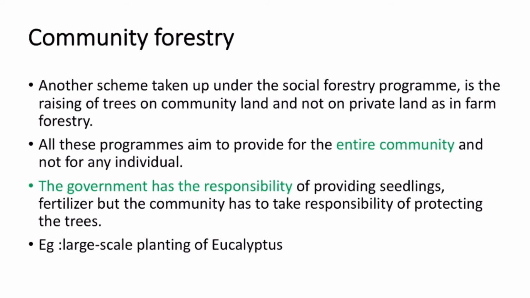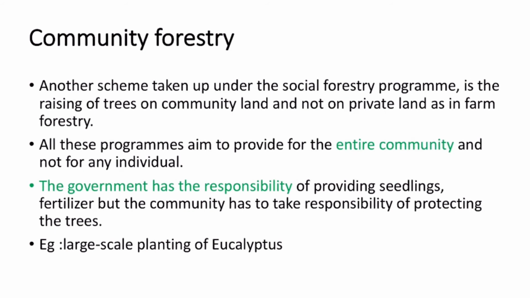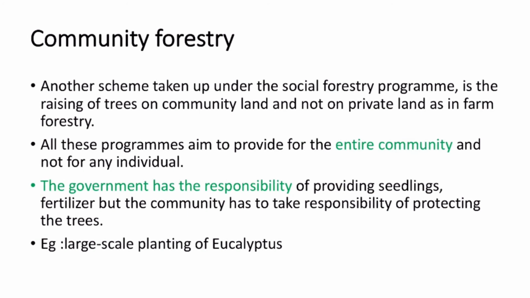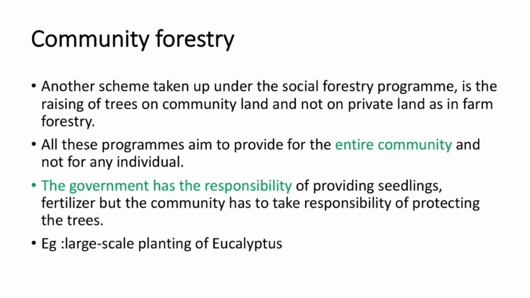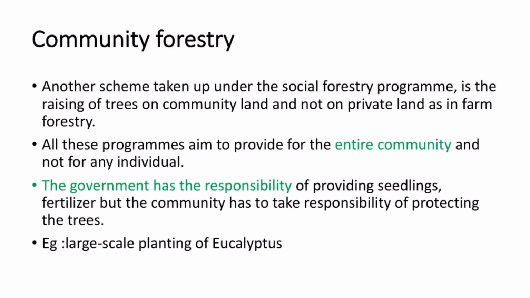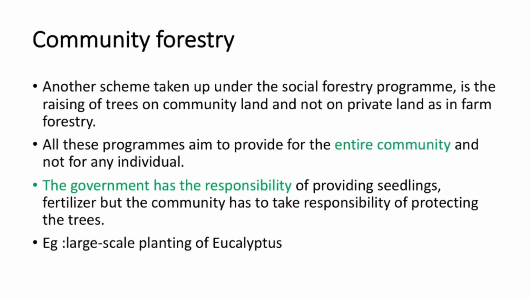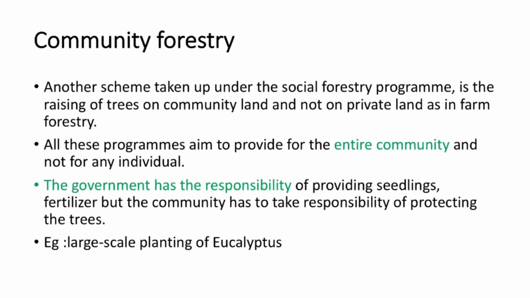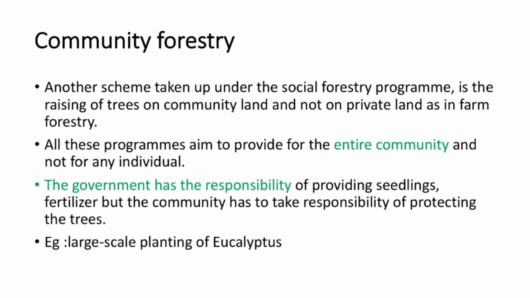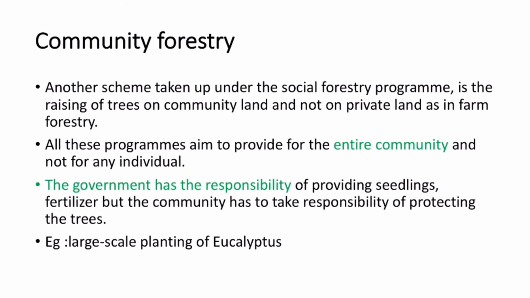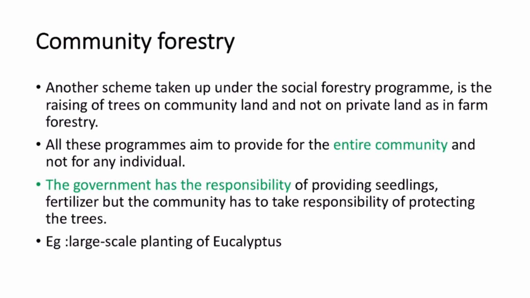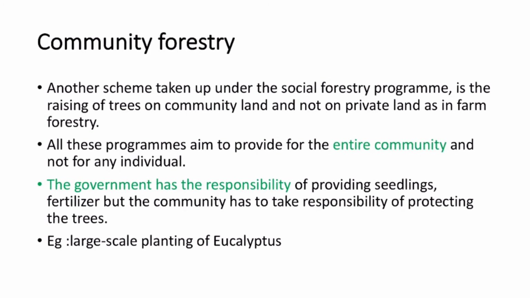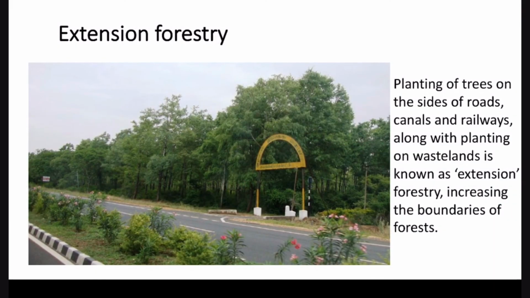Initially the government had the responsibility of providing seedlings and fertilizers, but now the community has to take the responsibility. In recent times, in many states, community forestry is coming up at a brisk pace. For example, there has been large scale plantation of eucalyptus for almost 20 years, and these plants are providing a lot of timber and a source of livelihood and sustenance of life to many people. While writing your answer, keep remembering these examples, because they will definitely provide you extra marks. And the next forestry is extension forestry.